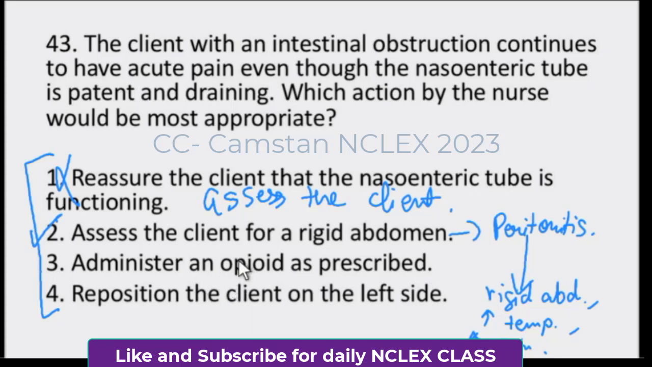Right. Third option is administer an opioid as prescribed. Well, before employing any pain relief measures, it is important to assess the client. So, not correct. Fourth is repositioning the client on the left side. It will not resolve the pain. So, not important. So, the correct option is the second one, that is assessing the client for a rigid abdomen, right?